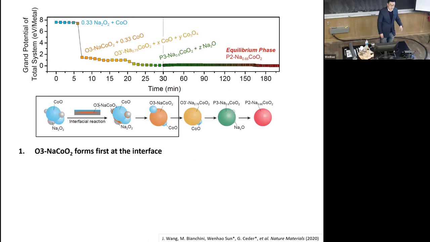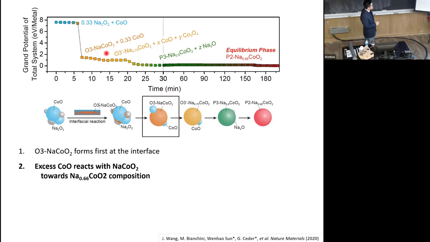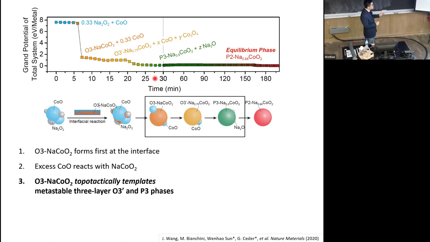So if we were trying to rationalize this picture, the way that we would do it is we would look at this and we would say, the first phase to form at this interface between sodium oxide and cobalt oxide is this interfacial reaction to this O3 phase. Now that I formed this, I'm going to have leftover cobalt oxide. And the cobalt oxide is going to react, and that's going to reduce the sodium concentration. These phases are reacting with cobalt oxide, and this O3 phase is topotactically templating. So using that same crystal structure, it's templating all these other transformations.